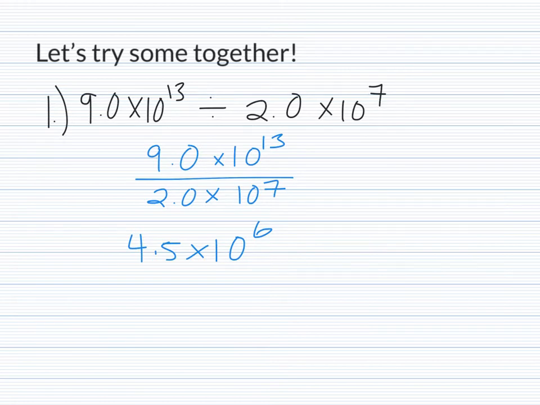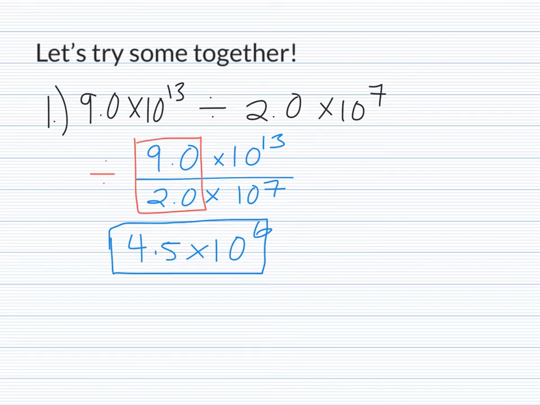So I have 4.5 times 10 to the 6th power. The last thing I need to do is make sure that this is written in scientific notation, which we know that it is. And so I just put a box around my answer, and I know that I am done with number 1. So quick review, all we did was step number 1, divide our regular numbers. Step number 2, subtract our exponent. And step number 3, make sure that my answer is written in scientific form. And once again, we knew it was, so we are done here.